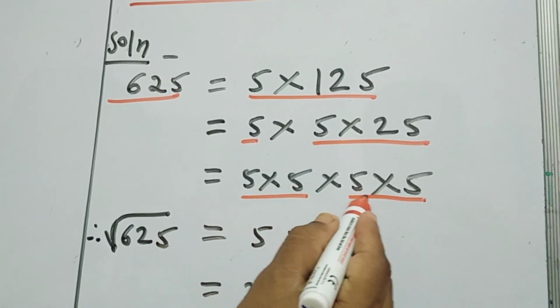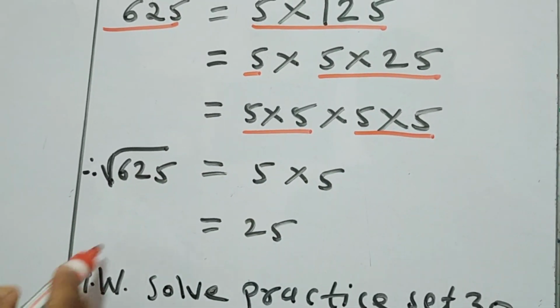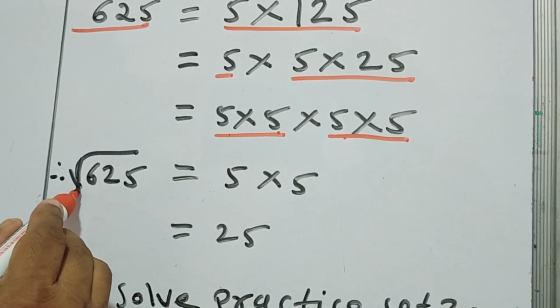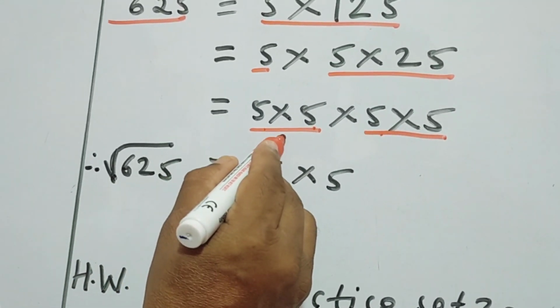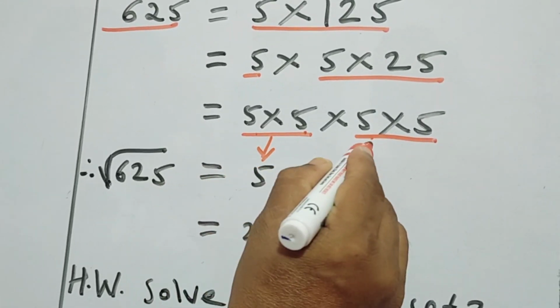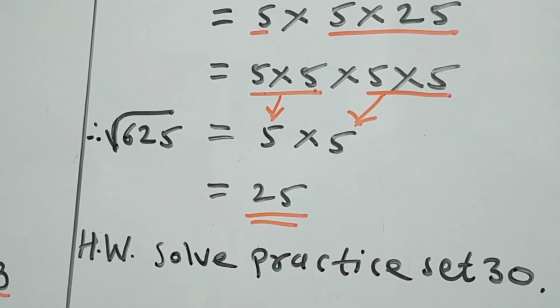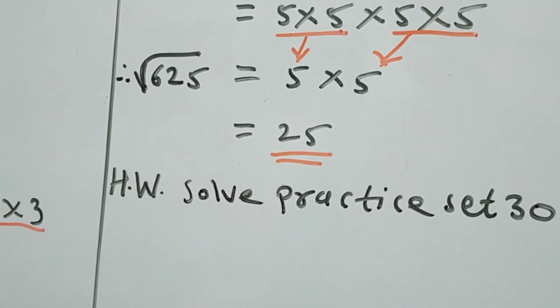Now make the pairs of same factors. Two pairs are there. 5 into 5 first pair, 5 into 5 second pair. Therefore, square root of 625 is equal to, take one number from each pair, equal to 5 into 5. And 5 into 5 is 25. Therefore 25 is the square root of 625.